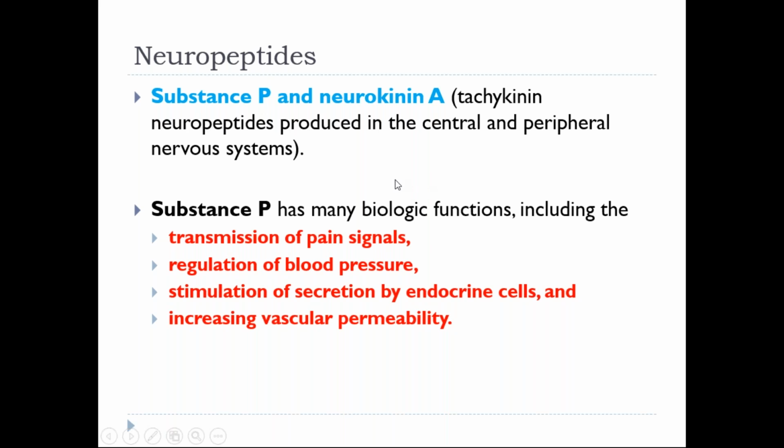Next, the neuropeptides, substances like substance P and neurokinin A. They're usually produced in the central and peripheral nervous system, and they have many biological functions like transmission of pain signals, regulation of blood pressure, stimulation of secretion by endocrine cells, and increasing vascular permeability.